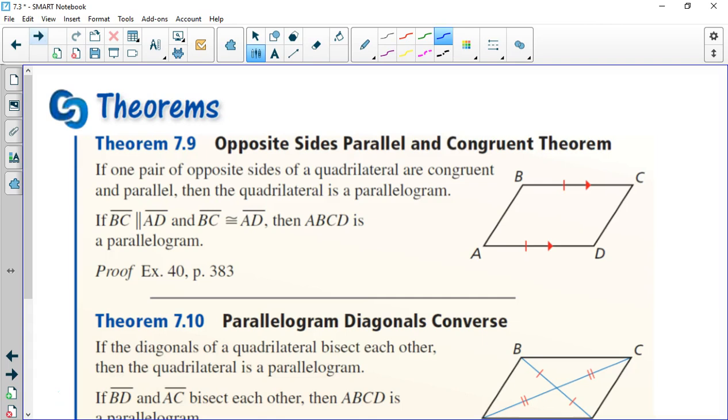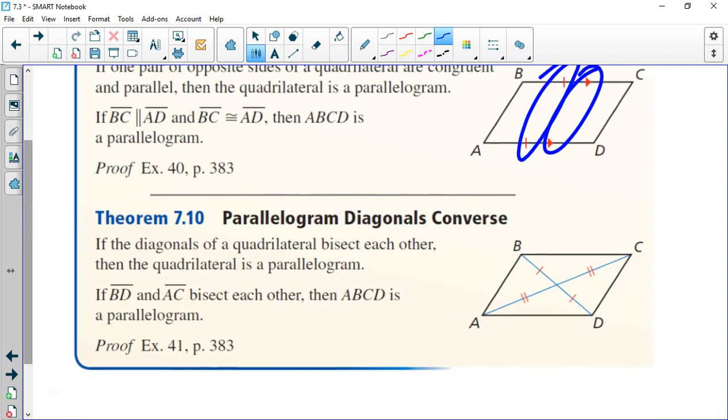Okay, now, a new twist on what we already know. We said if we know both pairs of opposite sides are equal, or both opposite angles are equal, we have a parallelogram. Well, if we know that one pair of opposite sides is both parallel and congruent, that's all we need to have a parallelogram. So if two opposite sides are parallel and congruent, we have a parallelogram.